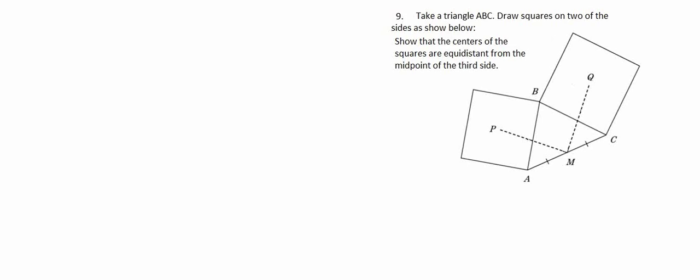This is problem number 9. Take a triangle ABC. Draw squares on two of the sides as shown below. Show that the centers of the squares are equidistant from the midpoint of the third side. So our task is to show that PM is equal to QM.